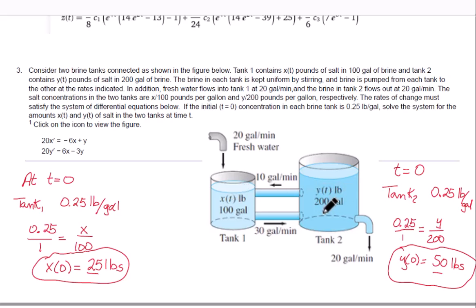Tank 2 started off with 200 gallons. It's leaking at 20 gallons per minute. So they're also telling me some information about the initial concentrations. So at time 0, tank 2 has 0.25 pounds per gallon. My X and Y give me pounds of salt, not gallons.